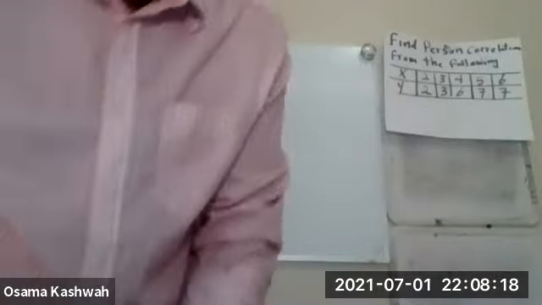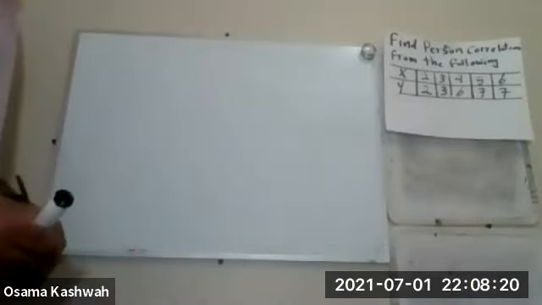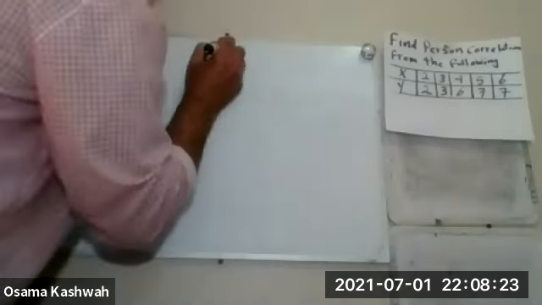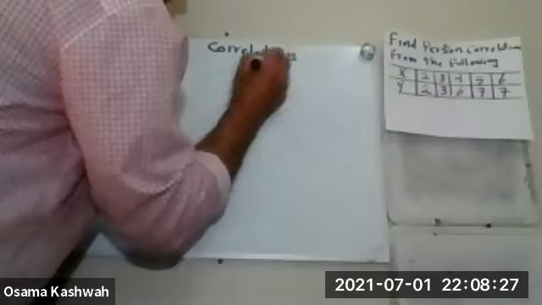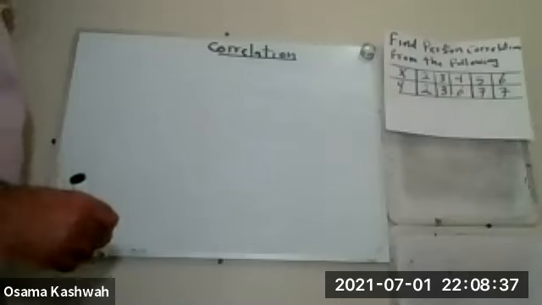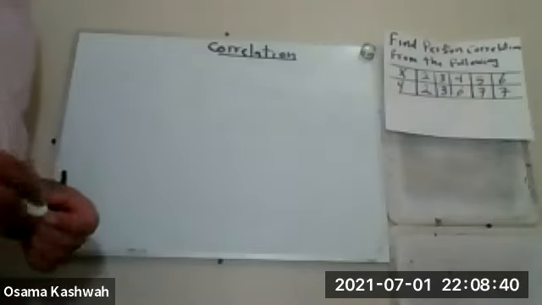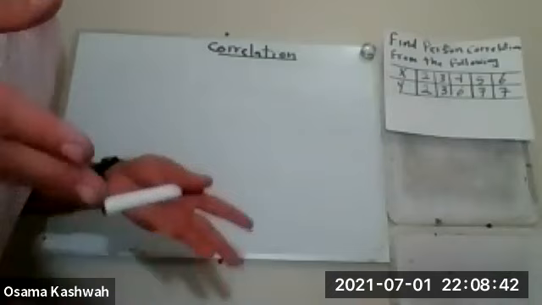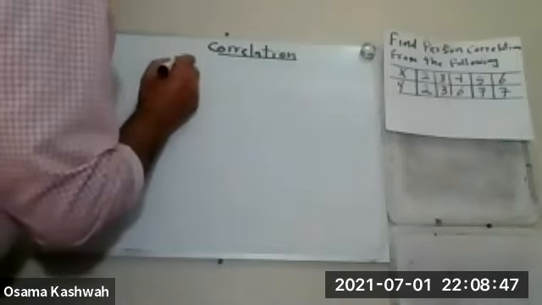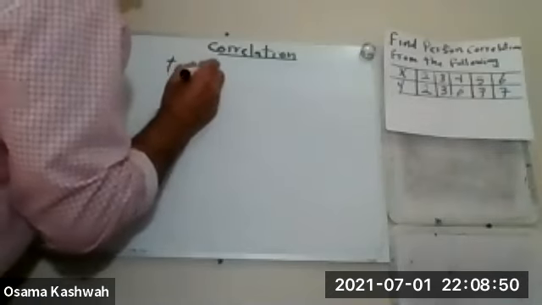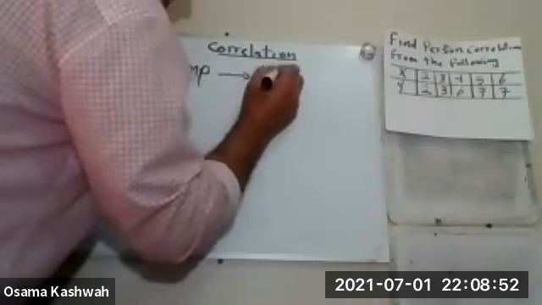Today we are going to talk about a new lecture that is called correlation. Correlation is a kind of mathematical relationship between two variables. We call them the dependent variable and the independent variable. Usually, the independent variable affects the dependent variable. As an example, the temperature and the sales of ice cream.